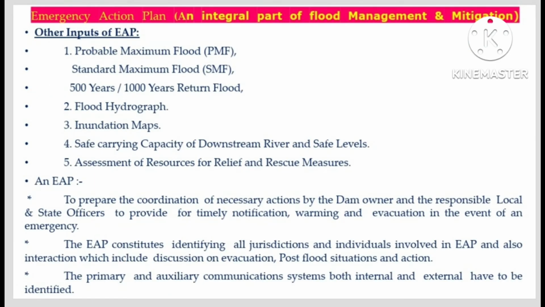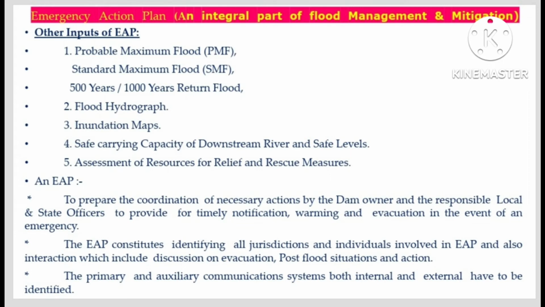Other inputs of the EAP: probable maximum flood, standard maximum flood, 500-year return period, flood hydrograph, inundation maps, safe carrying capacity of downstream river and safe levels, and assessment of resources for relief and rescue measures. An EAP prepares the coordination of necessary actions by the dam owner and the responsible local and state officers to provide timely notification, warning, and evacuation in the event of an emergency.